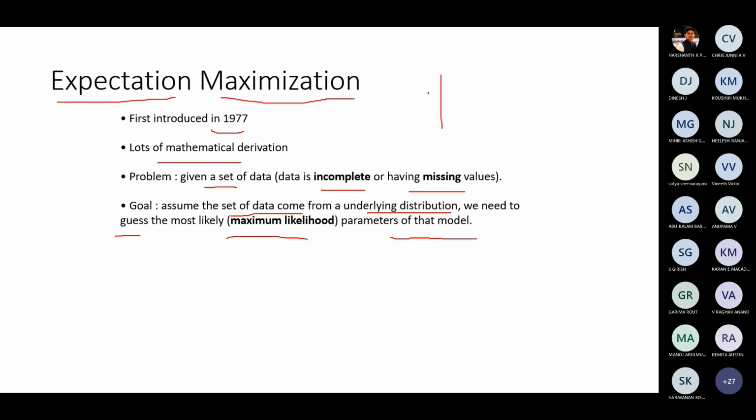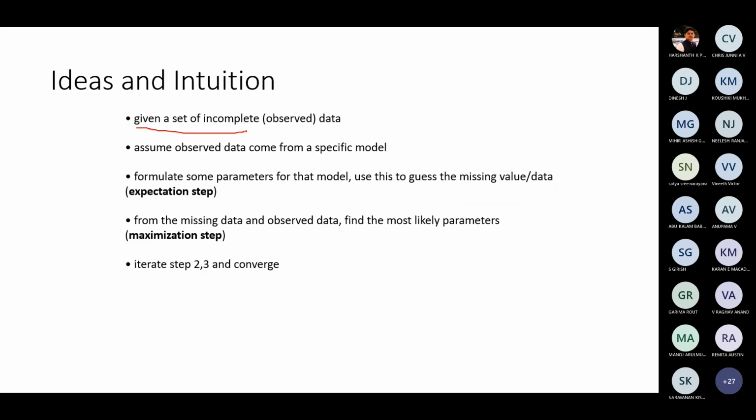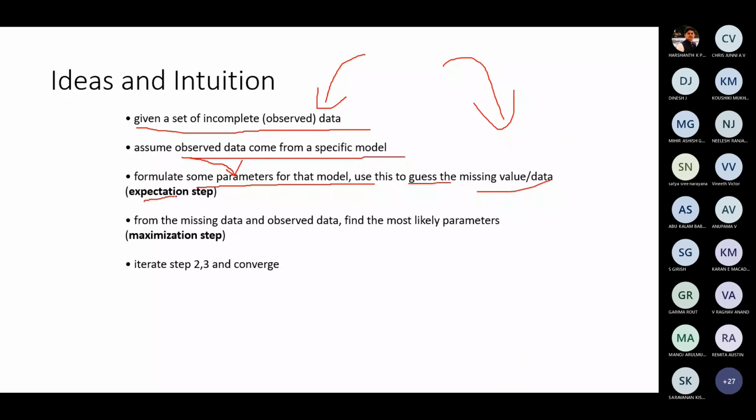So the missing data is there, and we need to fill it. For that, we are going to guess it, and that guess should be maximum likelihood. ML means maximum likelihood. Given a set of incomplete observed data, assume that the observed data comes from a specific model. Based on this, we formulate some parameters for that model. Then we use these parameters to make the guess for the missing data and try to fill it up. That is called the expectation step.